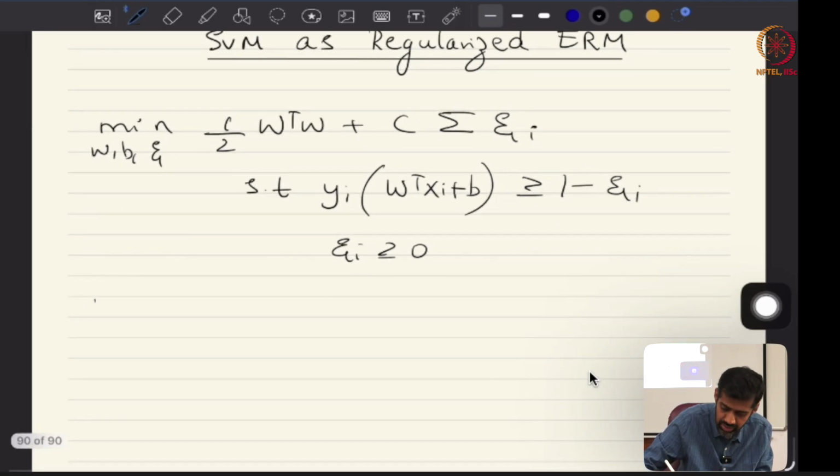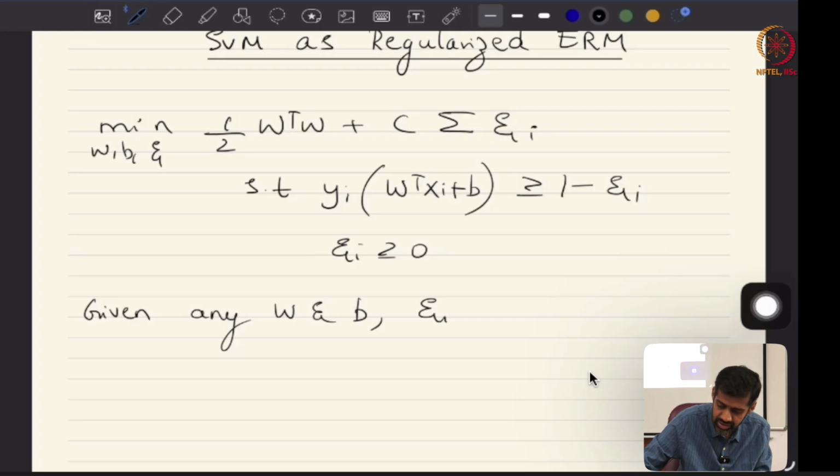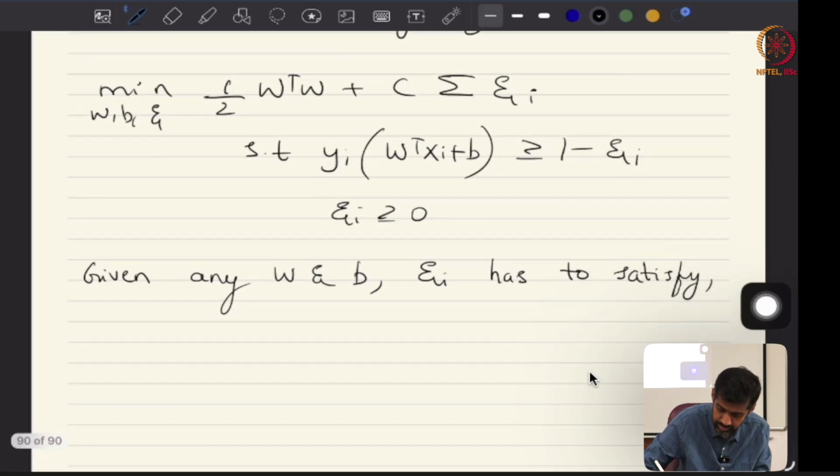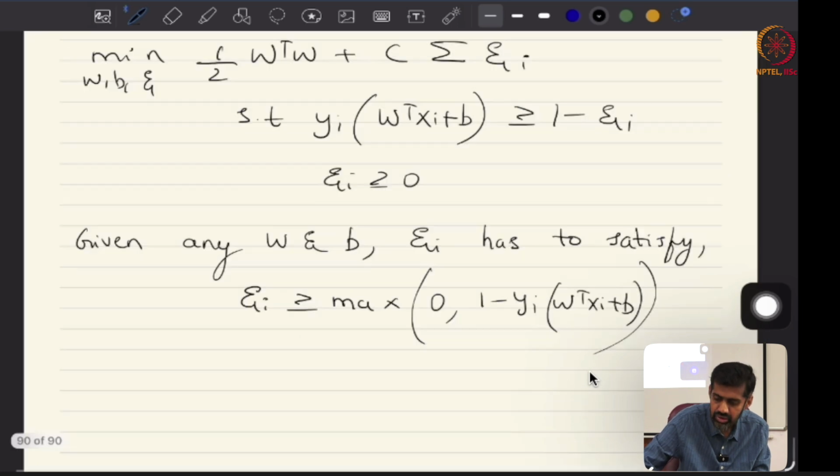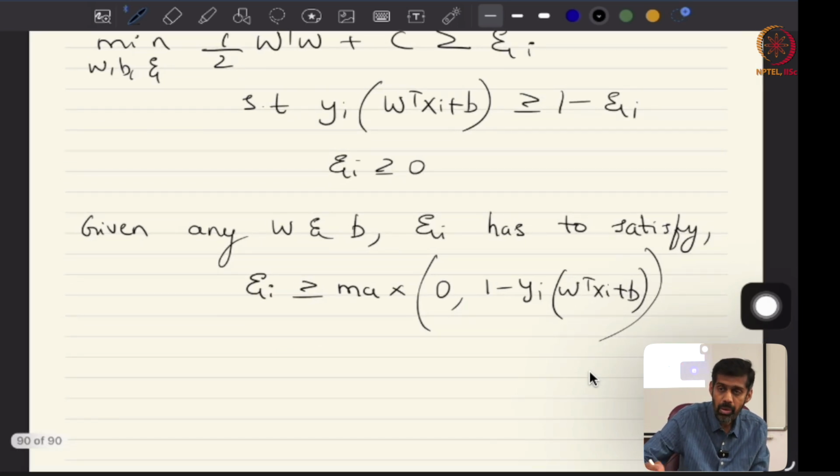Now let's observe this: given any W and b, xi has to satisfy this particular constraint. It has to be greater than or equal to the max of 0 comma 1 minus yi (W transpose xi plus b). Why is this the case?